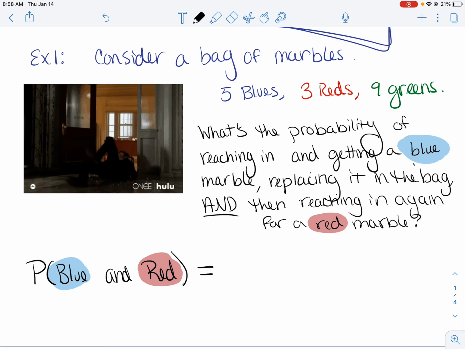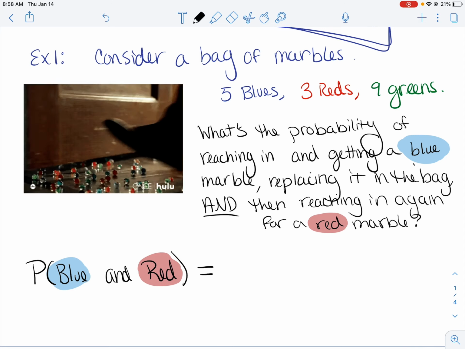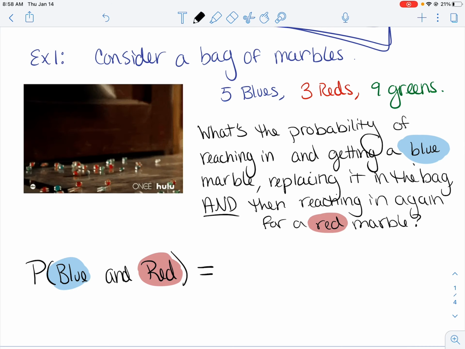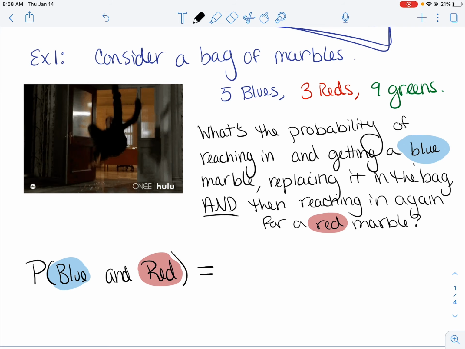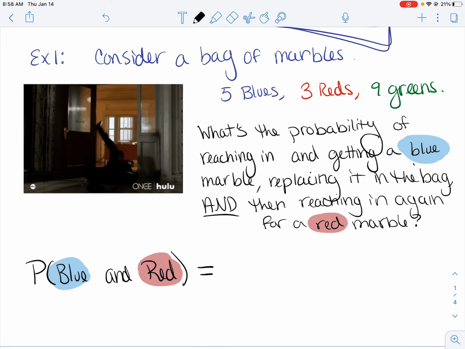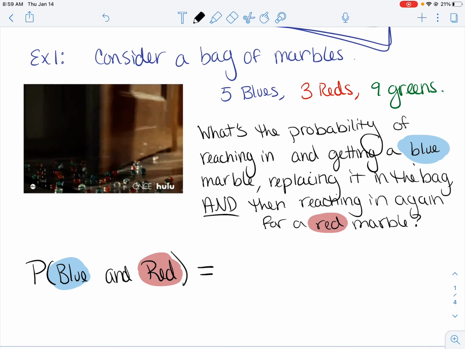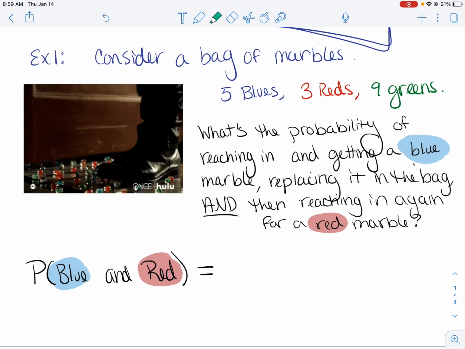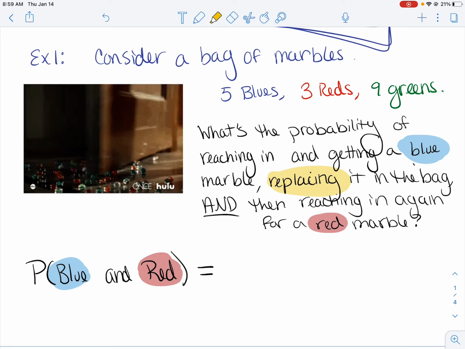And the example says, consider a bag of marbles here. So inside of this bag of marbles, there are 5 blue marbles, 3 red marbles, and 9 green marbles. They're all mixed together. We are being asked, what's the probability of reaching into the bag, getting a blue marble, then we want to replace whatever marble we picked up, and then we're going to reach into the bag again for a red marble. And this word right here, this replace, becomes really, really important in this type of probability, and we'll look at that in just a sec.